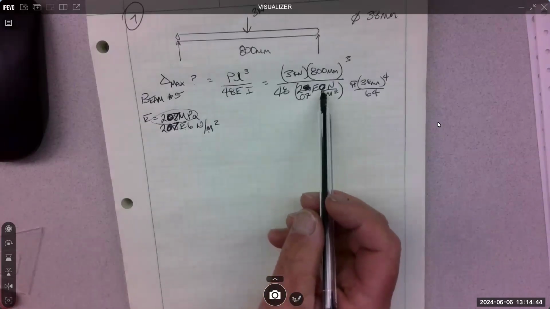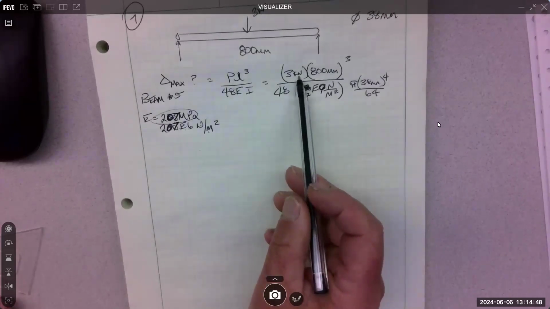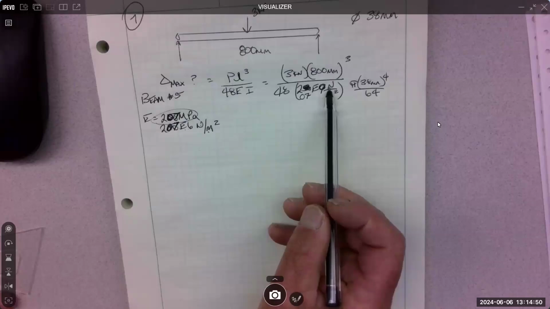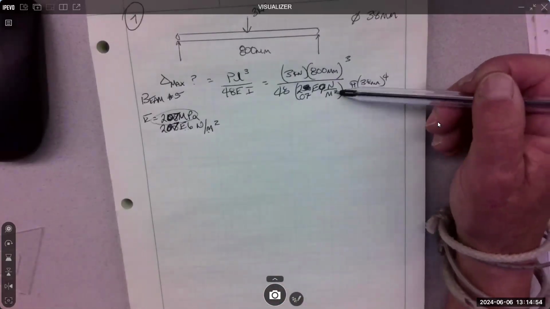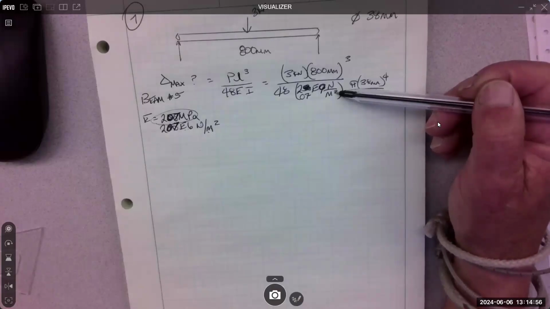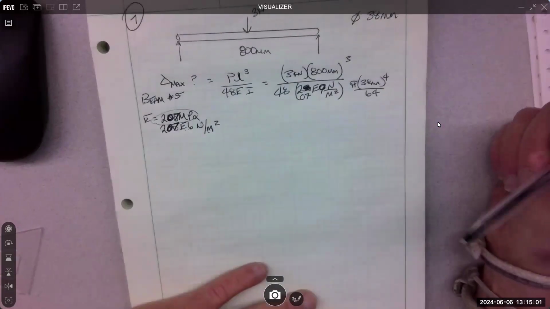So then that gets put in with newtons per meter squared. Problem is we have kilonewtons on top, newtons down below. So if we end up with newtons per meter squared as our unit, then we have a Pascal. So that's one way to go about it.